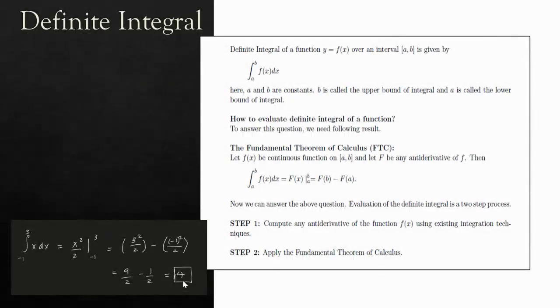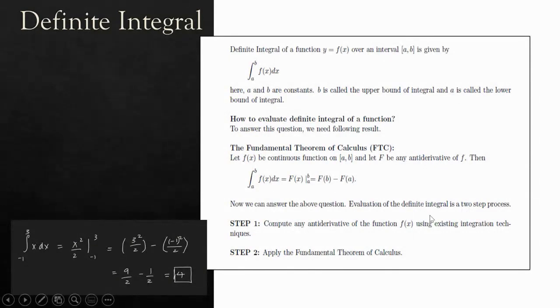Moving on to the definite integral. The definite integral uses the fundamental theorem of calculus, which basically says that once you find the antiderivative, you use the upper and the lower bounds. You plug in your upper bound first, minus your lower bound. As you can see here, b is your upper bound, a is your lower bound, and this is how you would go about it.